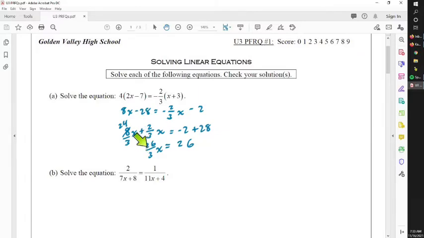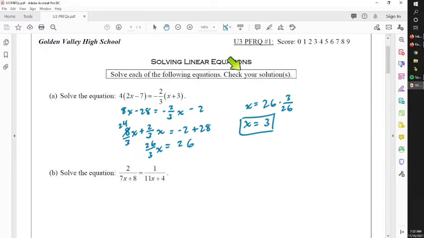And lastly, I'm going to multiply both sides by the reciprocal of 26 over 3, and this is what I get. I get x equals 26 times 3 over 26, which happens to be really cool because the 26's just cancel out, and I'm left with my answer, 3.